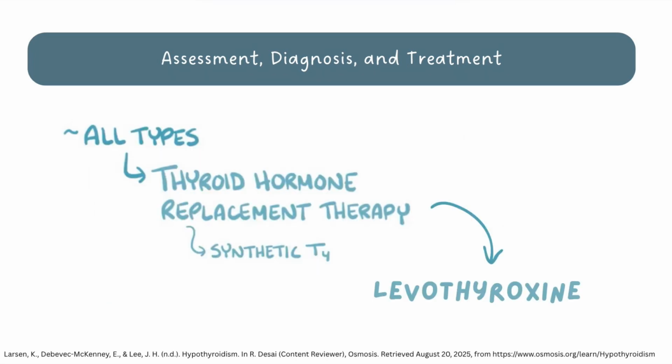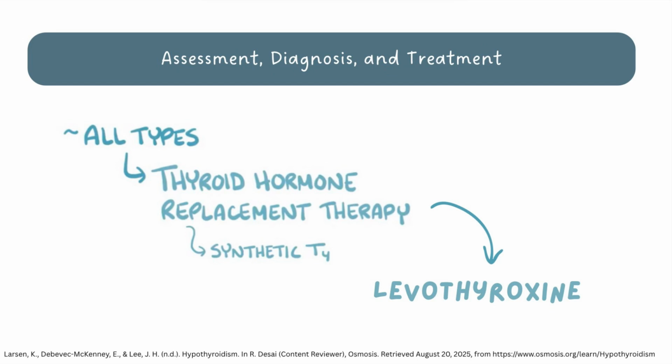Okay, so moving on to treatment. So the good news is that hypothyroidism is usually very manageable. The main treatment is thyroid hormone replacement therapy, obviously due to our reduced circulating thyroid hormones. And this is usually done with levothyroxine.